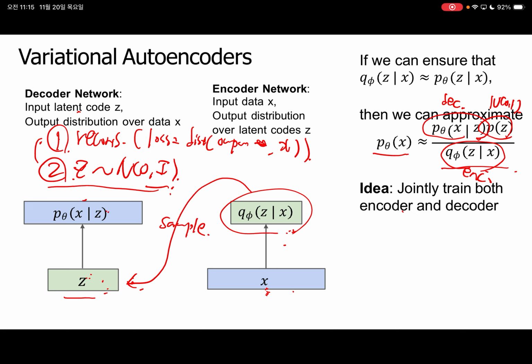And from this Bayesian rule, we can understand that this one is the encoder, this one is the prior of latent Z that we'd like to introduce in our latent space, and then the left one is the decoder.